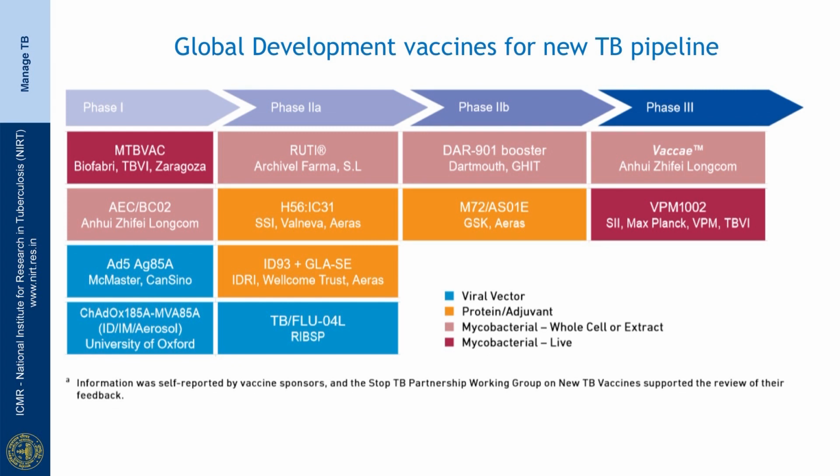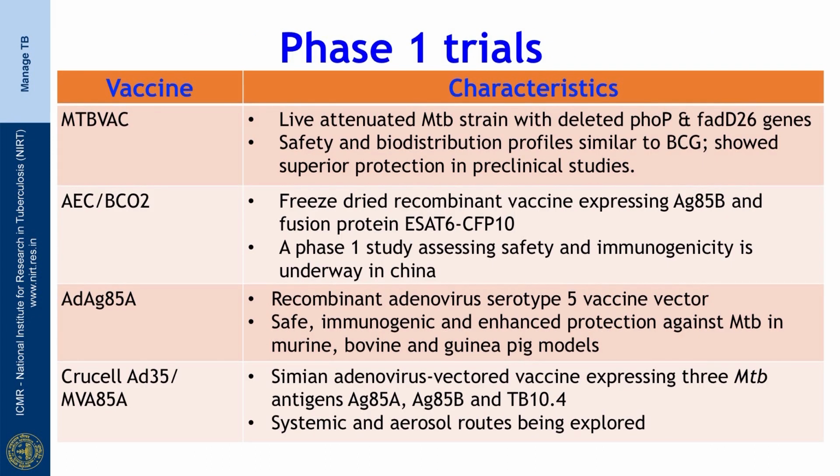This slide shows the global TB vaccine pipeline. There are 4 vaccines in phase 1 trials at the moment. The MTB-VAC is a live attenuated MTB strain with deleted phoP and fadD26 genes. Its safety and biodistribution profiles are similar to BCG, and it shows superior protection in preclinical studies.